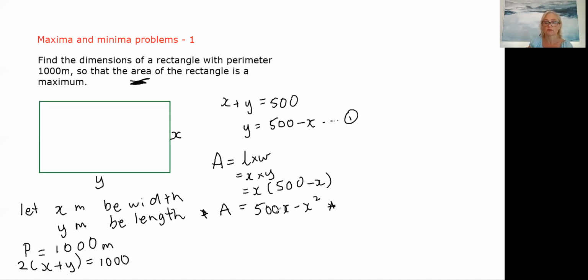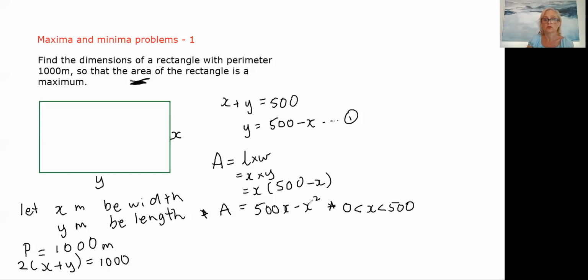We should have a bit of a look at this function for two reasons. It's helpful to know what sort of function we're dealing with, and we need to know what the domain is. In other words, what are the possible values of X that we can have? You should be able to tell from here, Y is 500 minus X. So clearly X has to be less than 500, otherwise we'd have a negative length and it's just not going to work. Also, X being a length has to be bigger than 0. So we should put our domain here.